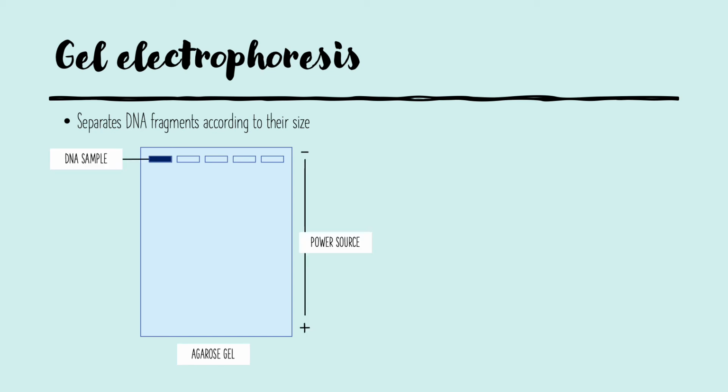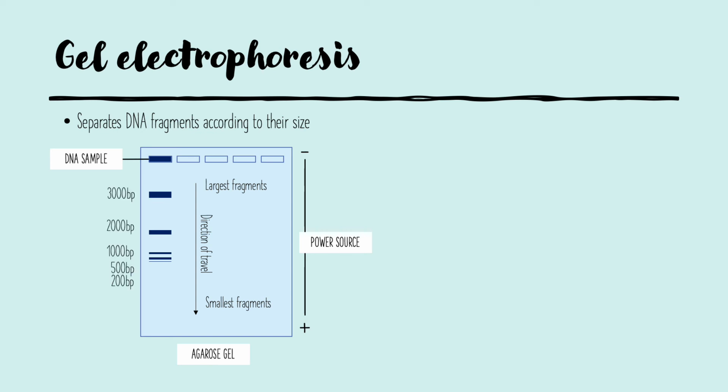Now we hook this up to a power source, and since DNA is negatively charged, remember how we talked about the negatively charged phosphate groups earlier, it travels towards the positive end of the power source. And our agarose jelly acts a little bit like a sieve, allowing small pieces to pass through easily, but trapping the larger fragments. So the smaller pieces of DNA travel the furthest, and the larger pieces get stuck behind. We can measure the size of these fragments using control ladders.